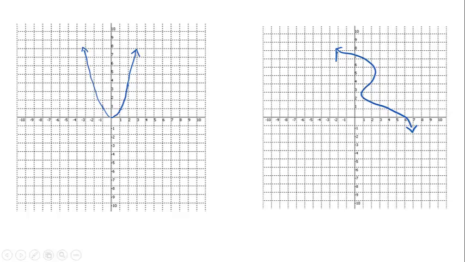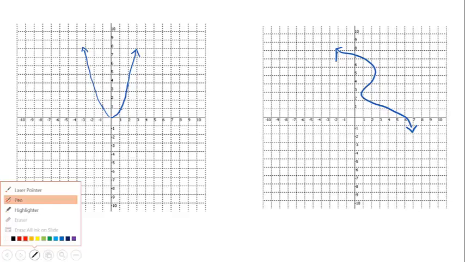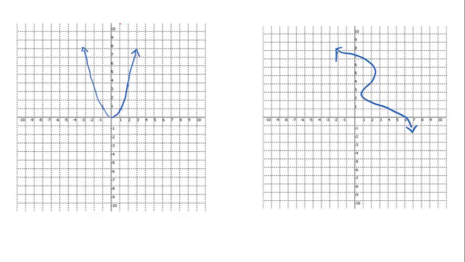Let's take a look at these two and see what we think. If I look at this first graph right here, I should be able to imagine vertical lines, in multiple different places, that only hit the graph one time, such as right here. You can do another one right here. Only hits your graph one time. This is a function because it does pass the vertical line test.